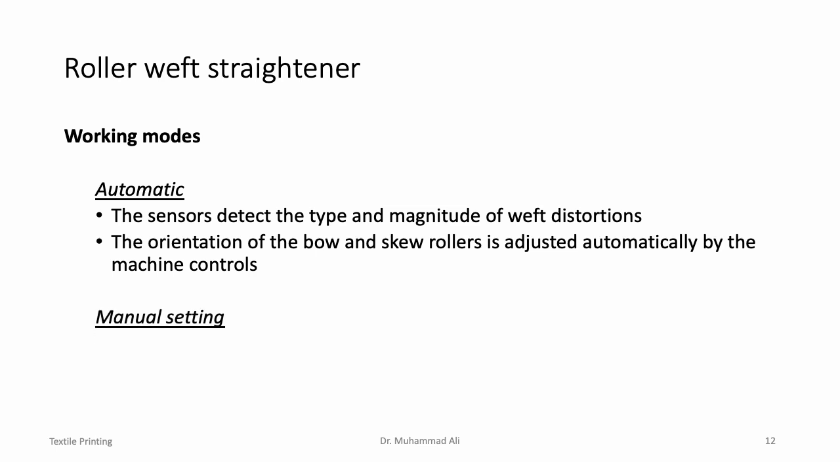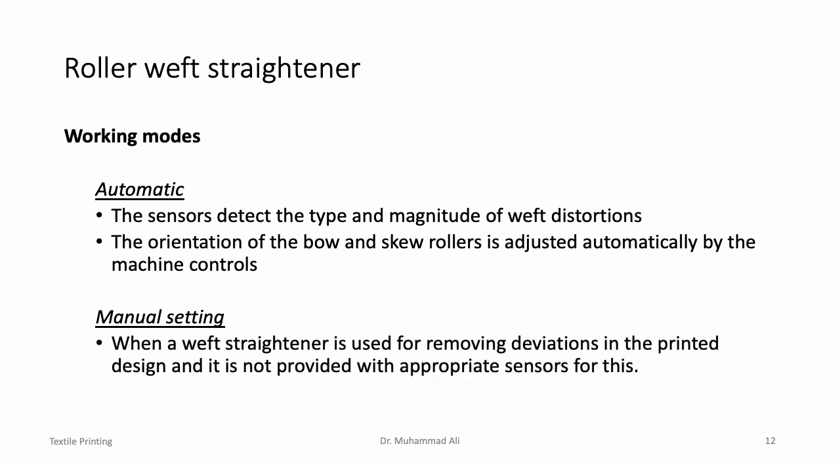The roller weft straighteners can be operated manually also. This is not usually done for removal of weft distortions. In fact, when a roller weft straightener is used for removing design deviations in a printed fabric, and if that particular weft straightener is not provided with the appropriate type of sensors, then the operator will disengage the sensors, and the operator will visually analyze the design deviation in the printed fabric, and then adjust the orientation of the bow and skew rollers accordingly.